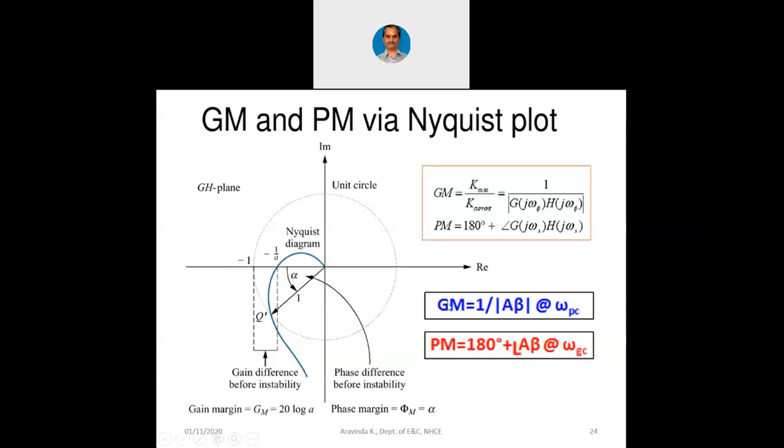You can see the definition of gain margin here again. Gain margin is 1 over mod of A beta at omega Pc. That omega Pc is the phase crossover frequency, wherever the phase plot crosses the x-axis. The phase margin is nothing but 180 degrees plus angle of A beta at omega Gc. That omega Gc is the gain crossover frequency, that means wherever the gain response intersects the x-axis.